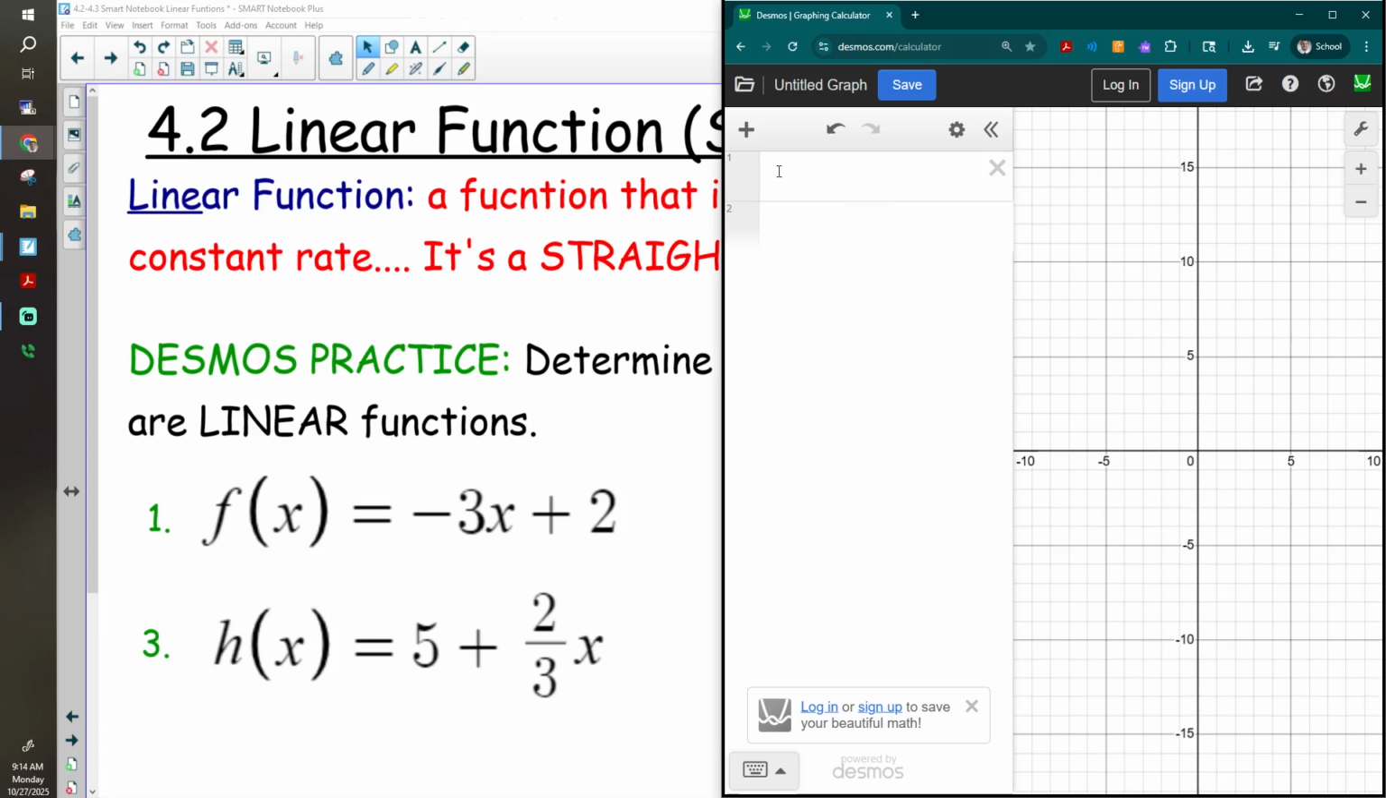Ready? F of x equals negative 3x plus 2. And you are going to ask yourself, is this a straight line? Yes. Which means this is in fact a linear function. Okay. Done. Put a check mark. Write the word linear. Number 1 is linear because it's a straight line.